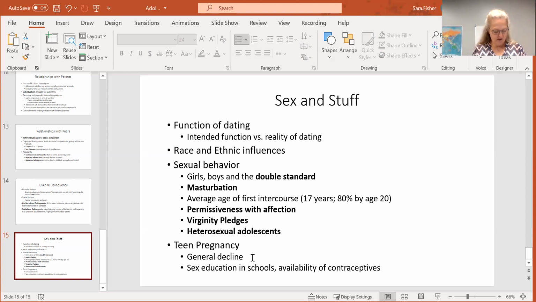Right. Okay, so I think that is about it. Teen sex education in schools, availability of contraceptives, teen pregnancy. Yeah, I think this wraps up the chapter on adolescence, and the next chapter will be on young adulthood. No, I'm sorry, I'm looking at my early adulthood. Sometimes it's called emerging adulthood.